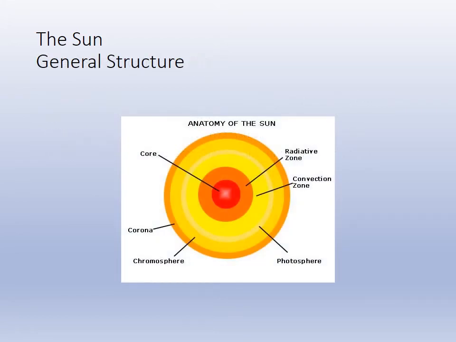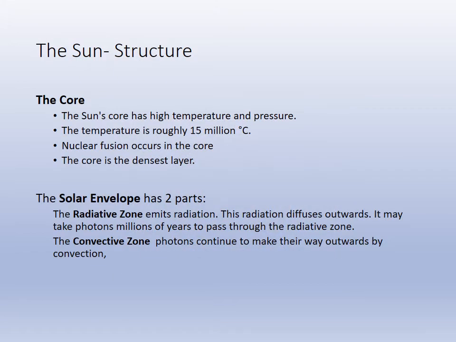We have a theory of the anatomy of the sun, a cross-section. Obviously, we don't have direct observations, but through careful study and evidence-based science, we have tried to paint a picture of what the sun looks like. At the center of the sun, the core, the temperature is roughly 15 million degrees Celsius. That's where fusion occurs. It's the densest layer.